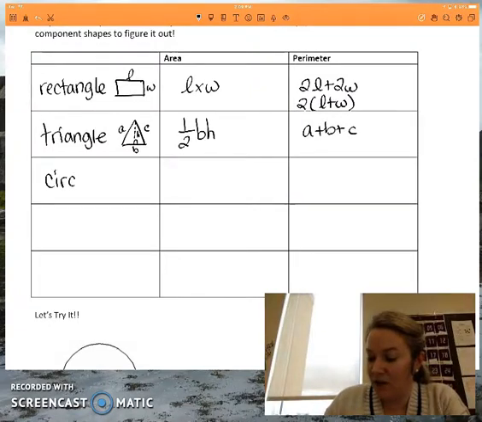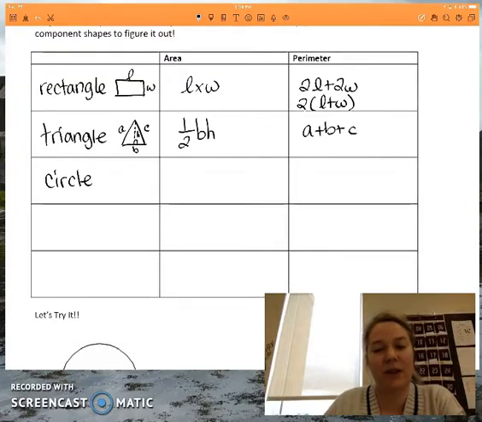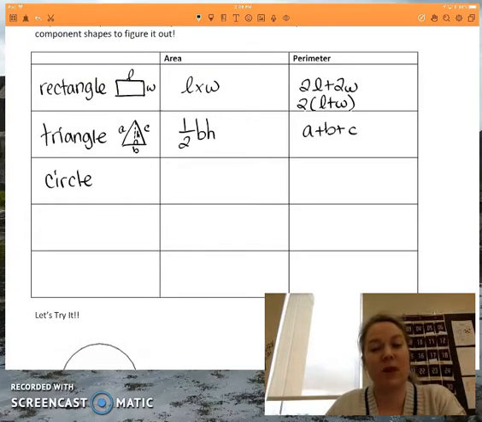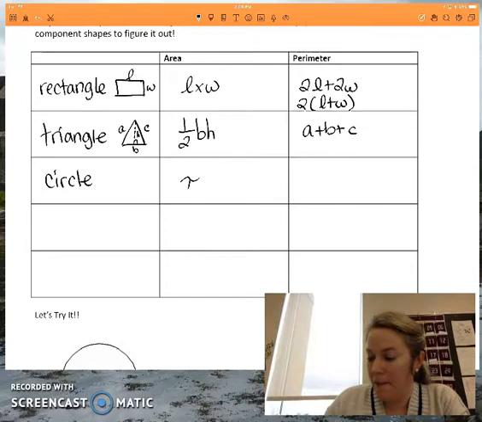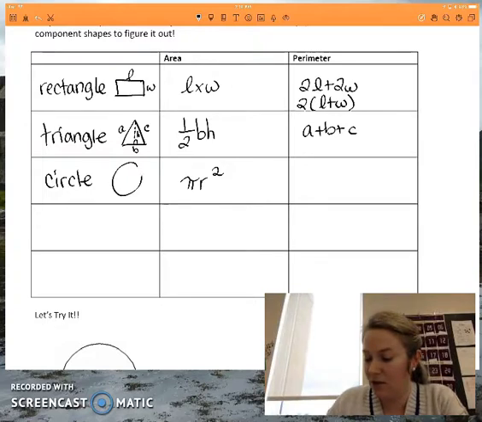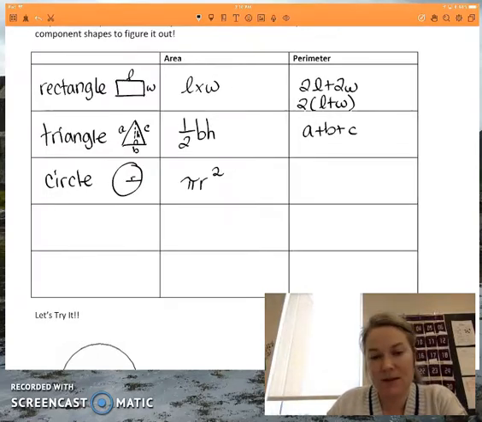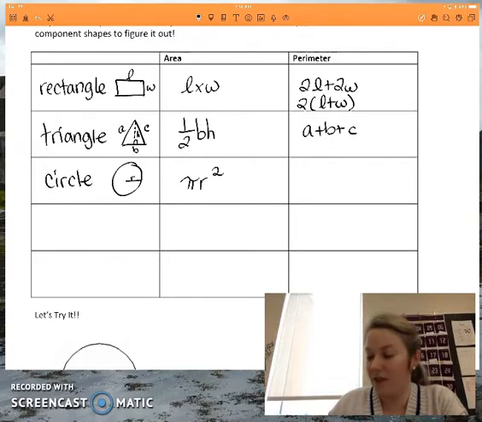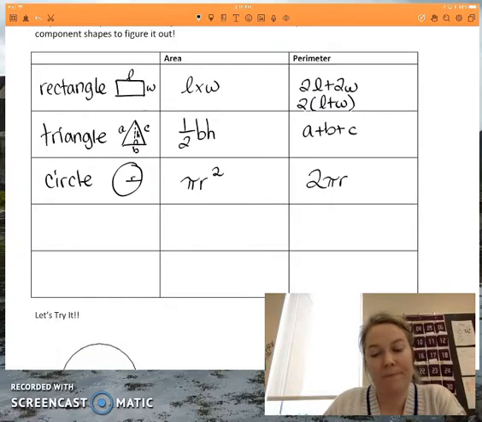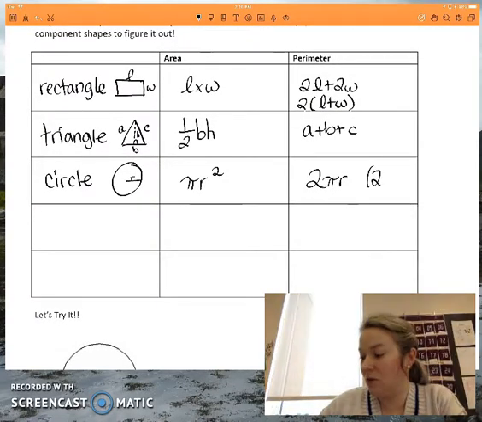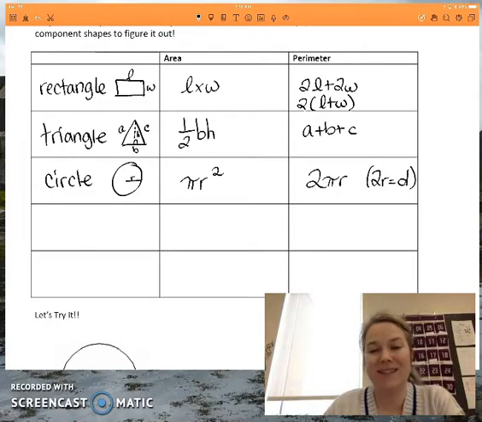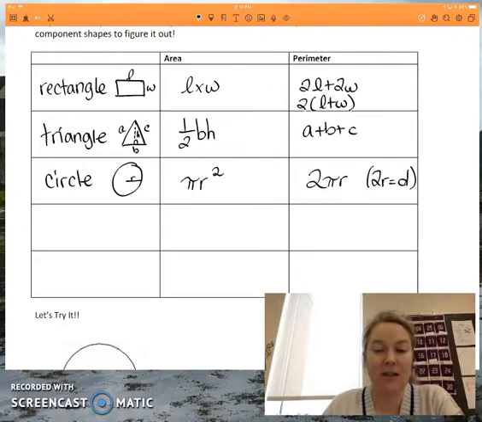Now, we have a circle. We don't call them necessarily perimeter. For circles, we'd call it circumference, but it's the same idea. So the area of a circle is pi r squared, r being the radius. That's the radius. And the perimeter or circumference is 2 pi r, remembering that 2 radius is the same as 1 diameter. So pi d is also the formula for the circumference.